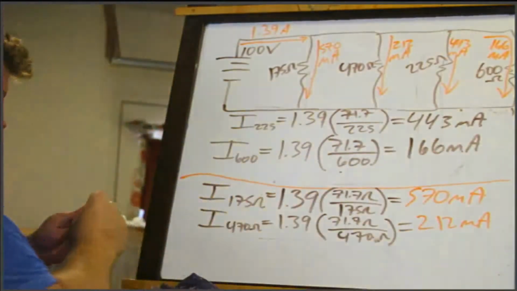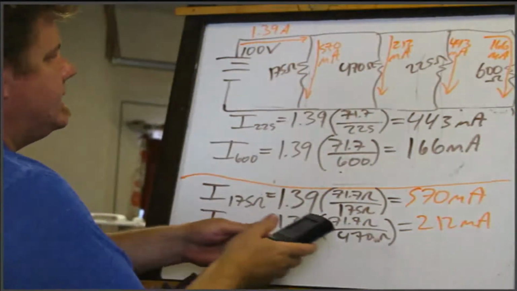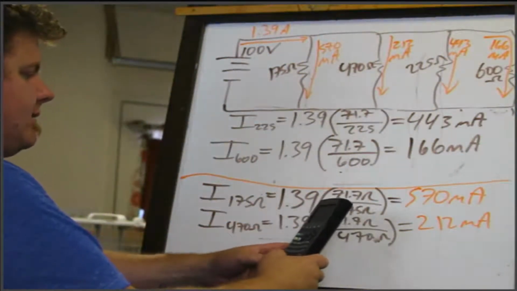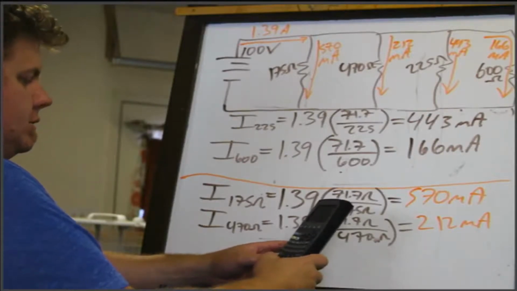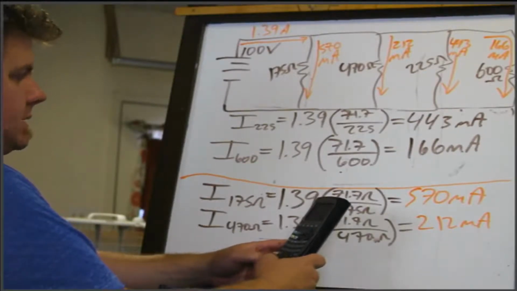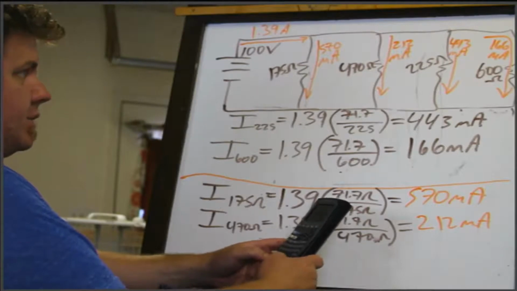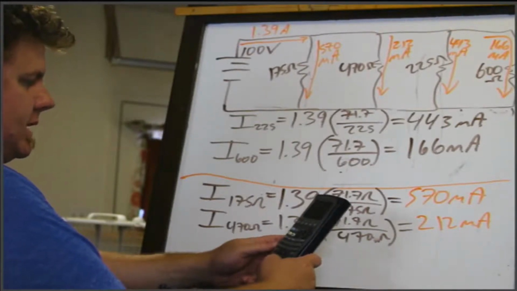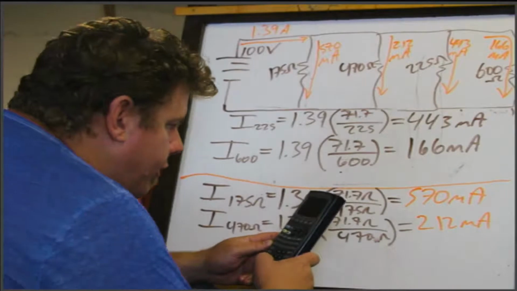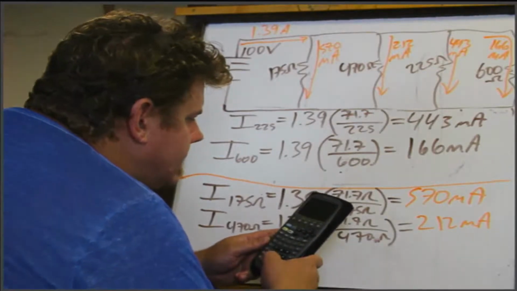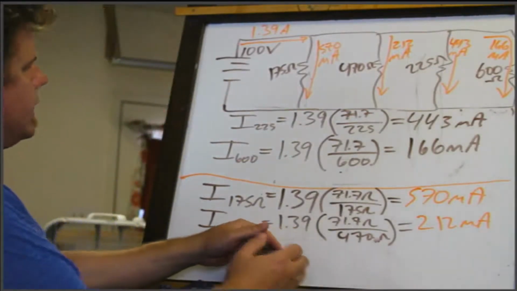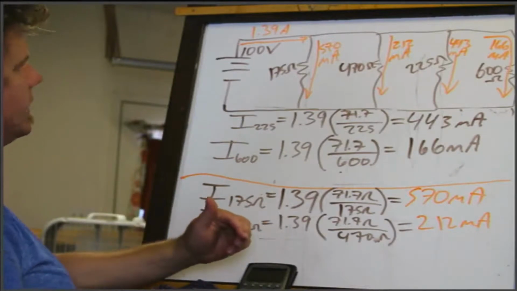Now, does that make sense? I'm going to add all these together. So I got 570 milliamps plus 212 milliamps plus 443 milliamps plus 166 milliamps. That gives me 1.39 amps. Very good. Very, very good.